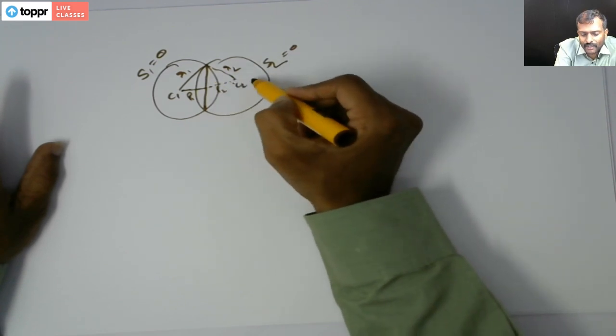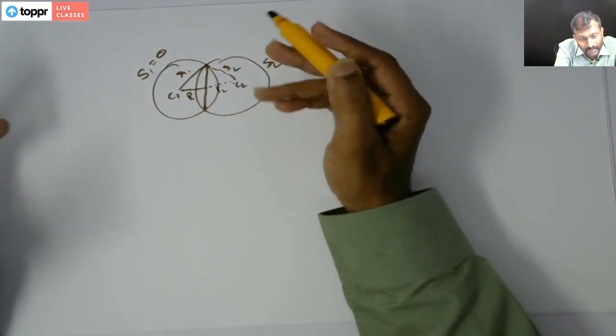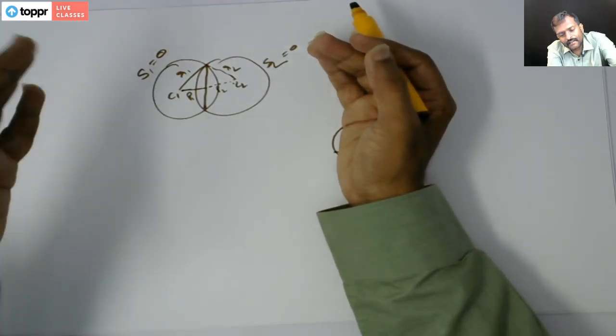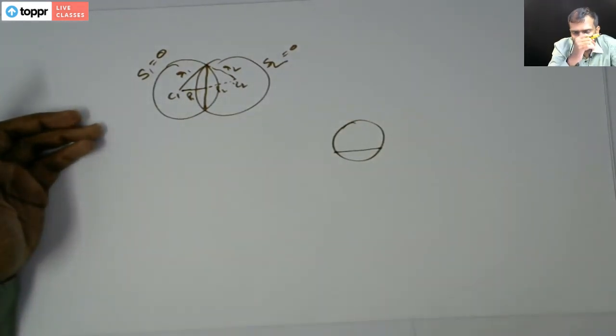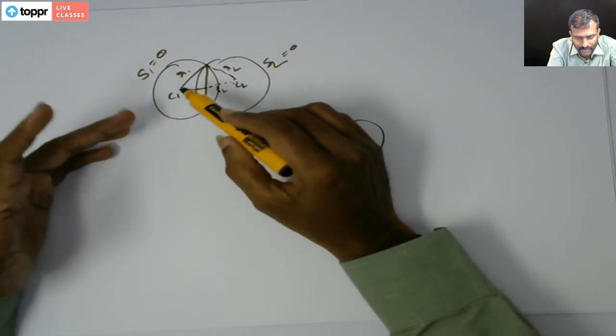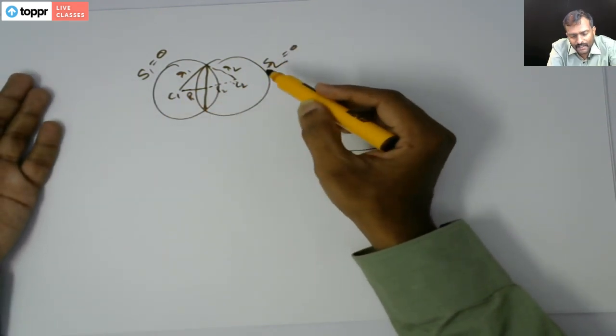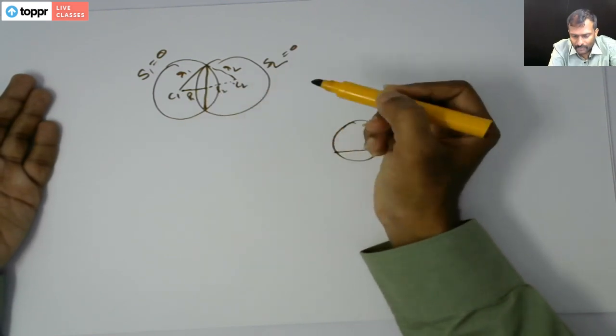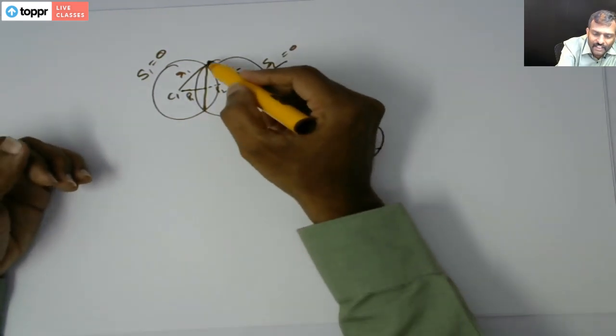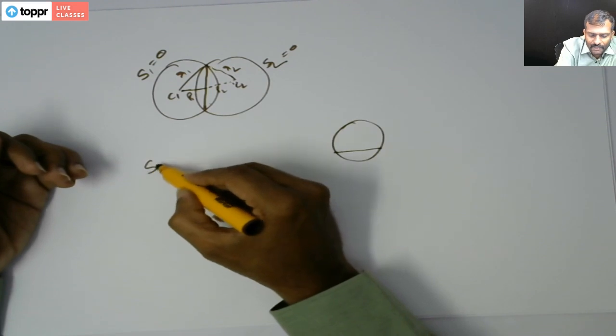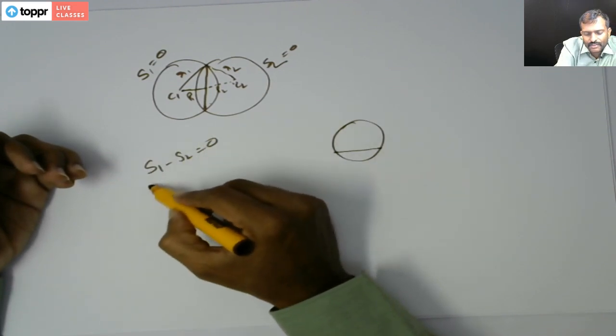We know that if the circles are equal in radii, then the distances of the centers from the chord will be equal. But here we are taking different radii, so they will be different. So if you take this as P1, this will be P2. Then the equation of the common chord is given by S1 minus S2 is equal to 0.